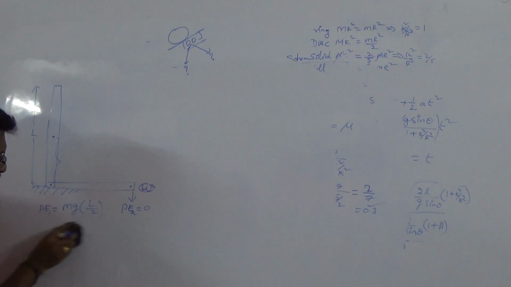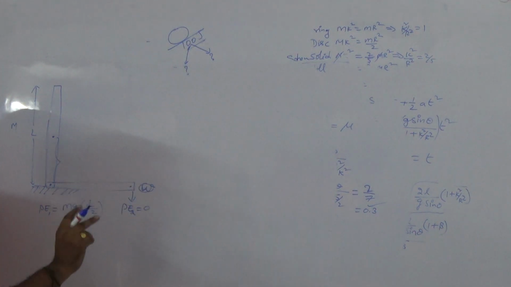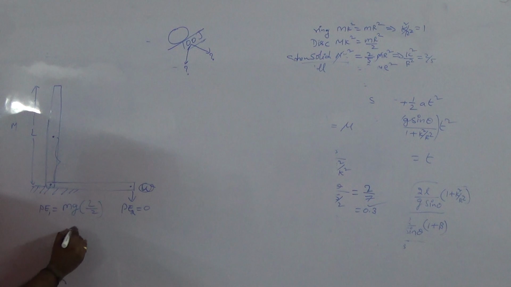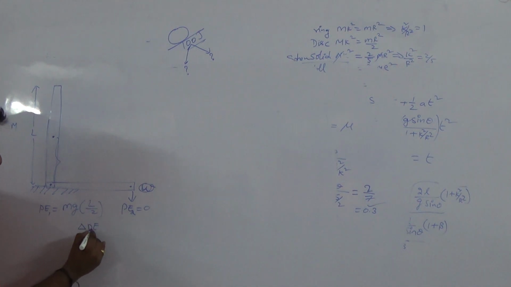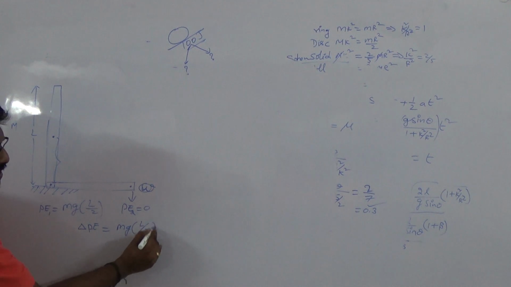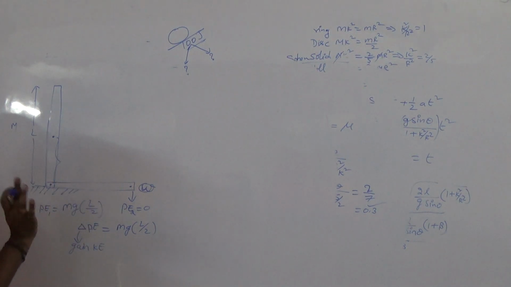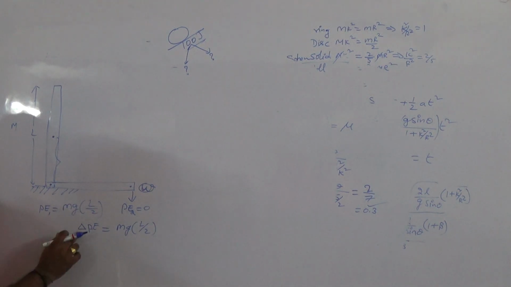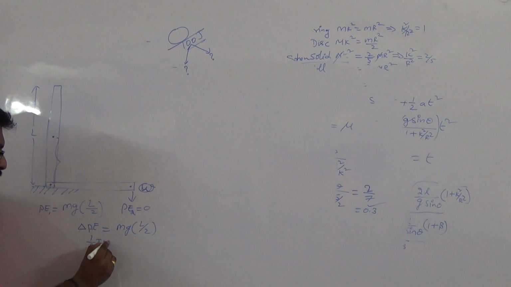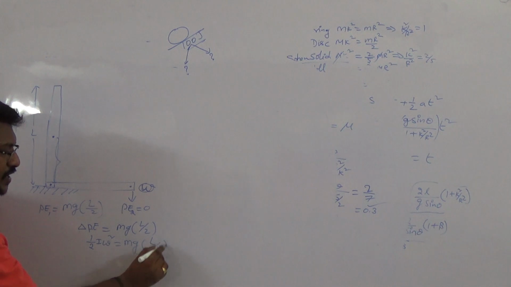The change in potential energy is nothing but the gain in kinetic energy. From the law of conservation of energy, the loss of potential energy is equal to the gain in kinetic energy. So delta PE, the loss of potential energy, is mg into L by 2. This is equal to the gain in kinetic energy, so half I omega square is equal to mg into L by 2.